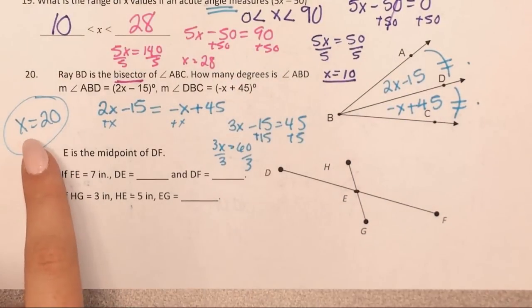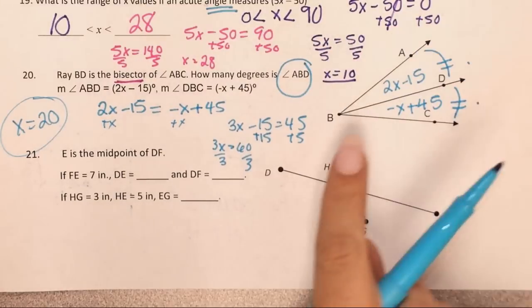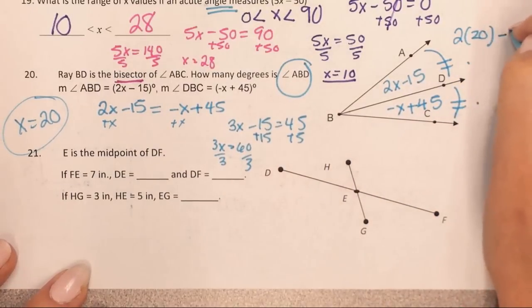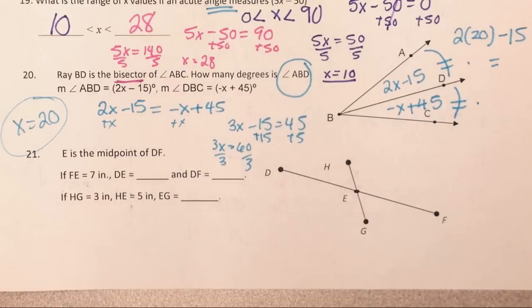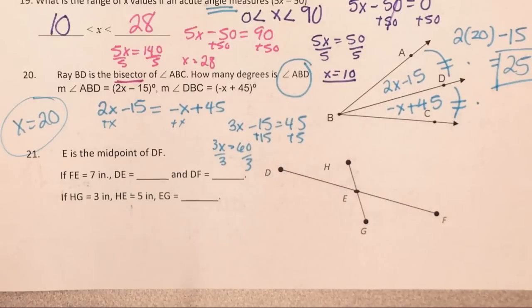This is not your answer. It's asking for the measure of ABD. So we've got to plug this back in. 2 times 20 minus 15 gives us 25. That's your final answer.